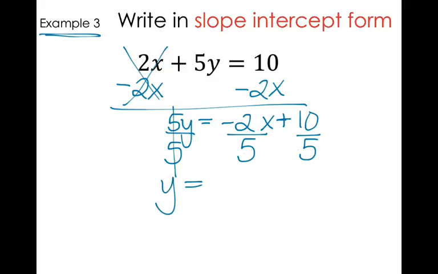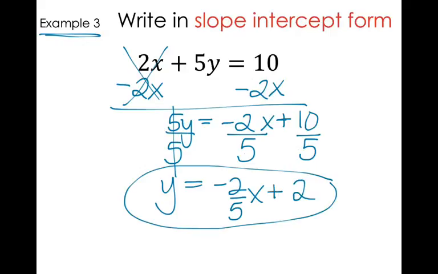So my 5's cancel and I get y. Then I have negative 2/5 x plus 2. It's your final simplified equation. Remember, this is y equals mx plus b format, so it's okay for the m to be a fraction. It's our rise over run. So this kind of answer, the fraction or decimal, only holds true in standard form. In slope-intercept form, you can have fractions for sure.